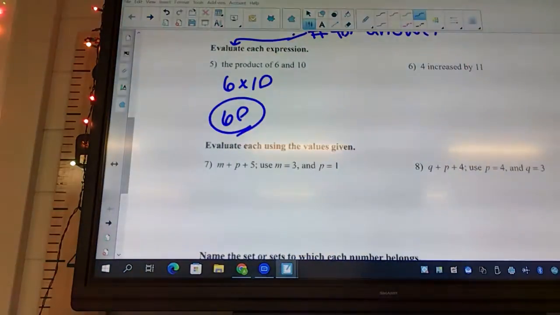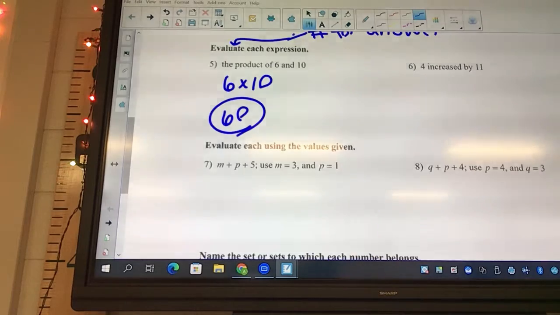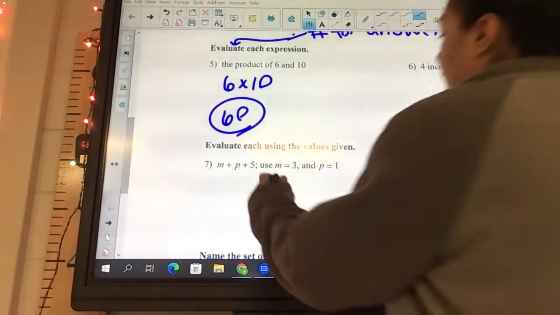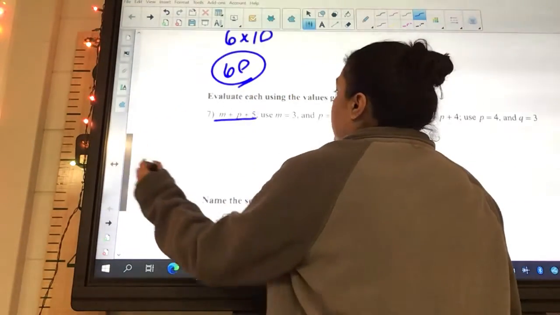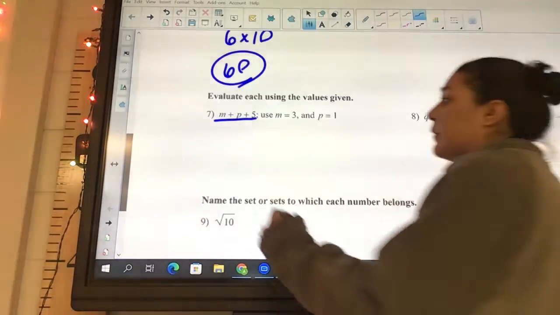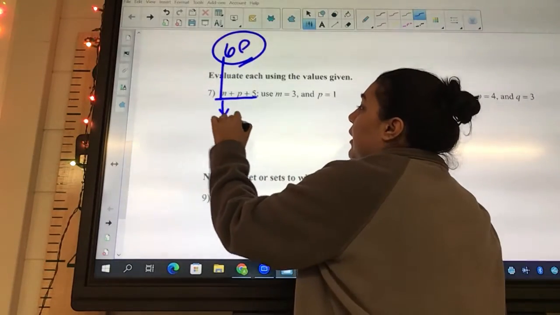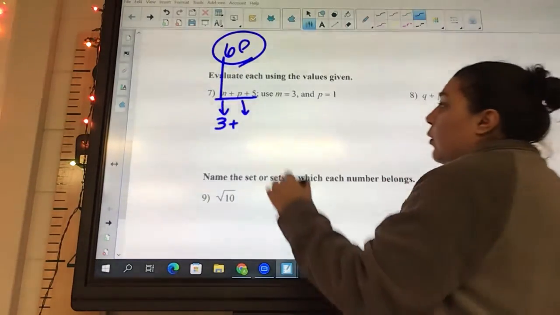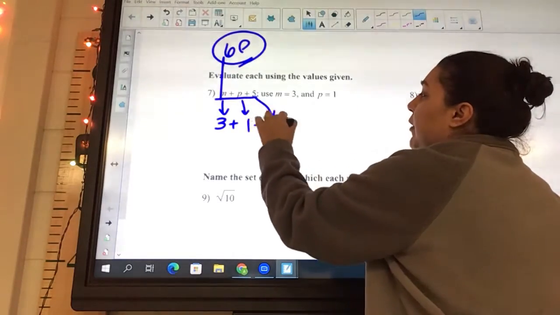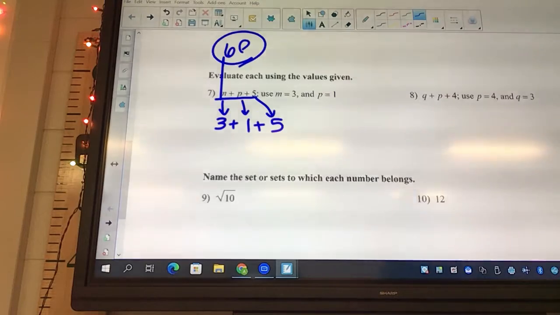Okay, evaluate each using the given values. What's evaluate mean? We should have a number for an answer. So, we're given this little expression, and it says to use these things. So what is M? 3. So where the M is at, we're going to put a 3 plus P. What's our P? 1 plus, and we got a 5 over here. So 3 plus 1 plus 5 is 9.